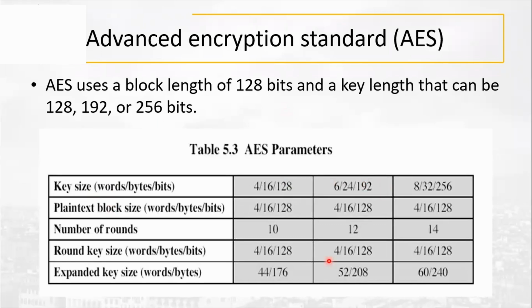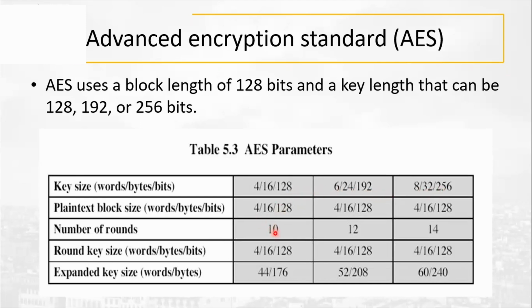So we'll see the actual algorithm. The key sizes are different: 128-bit key, 192-bit key, and 256-bit key. At all the key sizes, the block size is the same. You are encrypting a 128-bit block at a time. There are different numbers of rounds when you are using different key sizes.